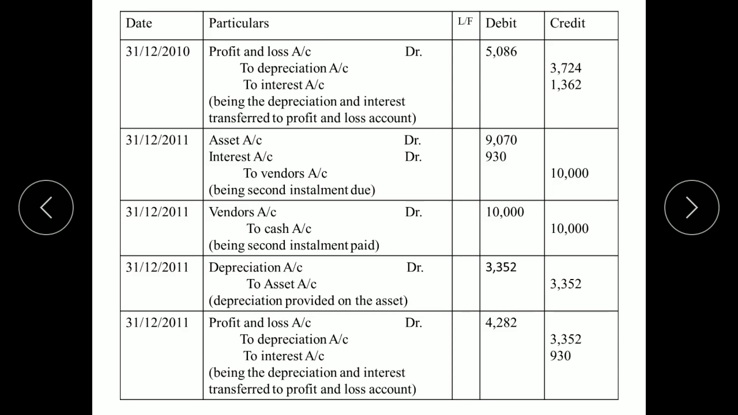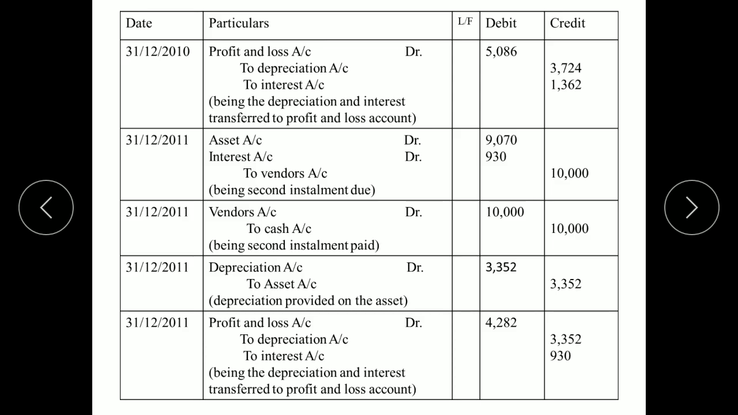So here asset account debit with the principal of second year, interest account debit, interest of second year to vendor's account, that is the installment of the second year. Next, the installment being paid. So journal entry is vendor's account debit to cash account 10,000 and 10,000. Again depreciation is charged in the second year. So same journal entry, depreciation account debit to asset account. Second year's depreciation 3,352, 3,352.